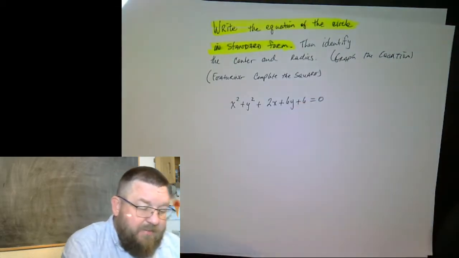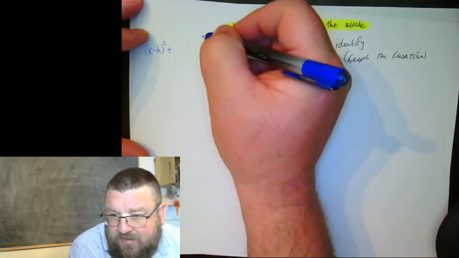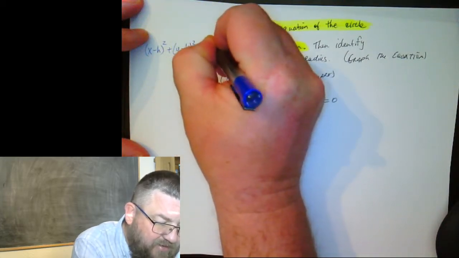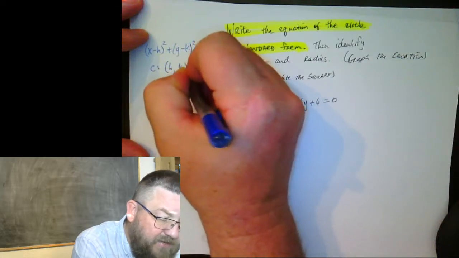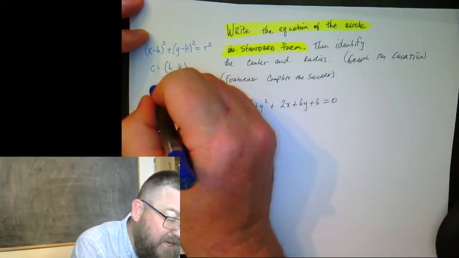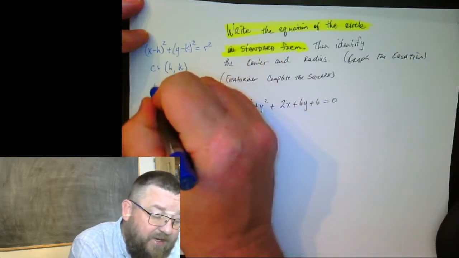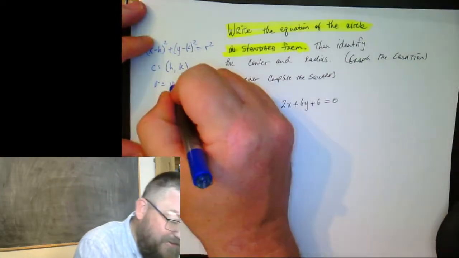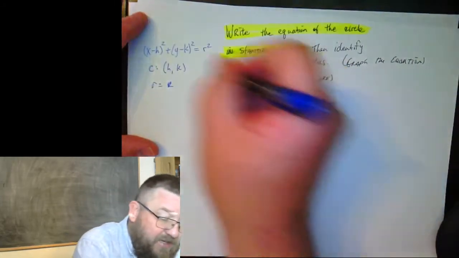Standard form, if you remember, I'll write it over here on the side, is (x minus h) squared plus (y minus k) squared equals r squared, where the center is the opposite sign of h and the opposite sign of k, and the radius is r. So whatever the square root of that number is, that's the radius. So this is not in standard form, and we need to change this to look like this.